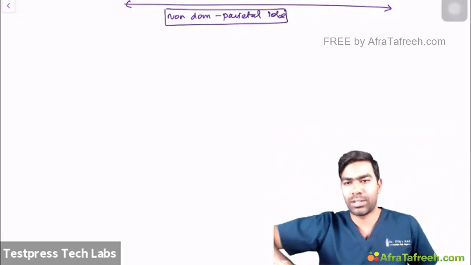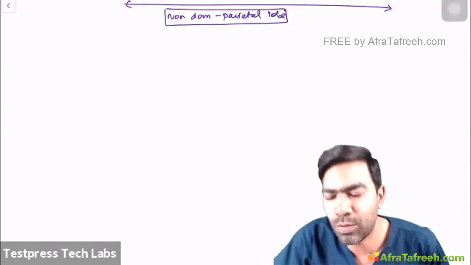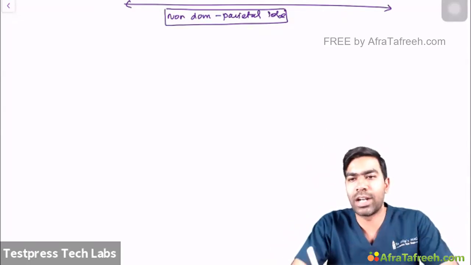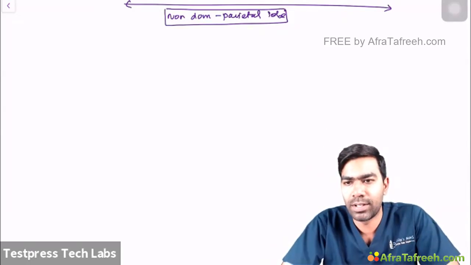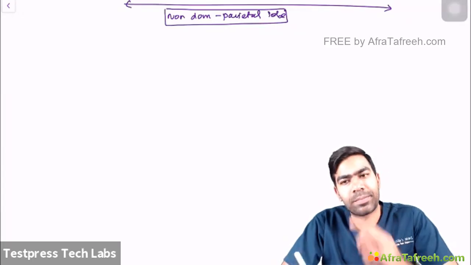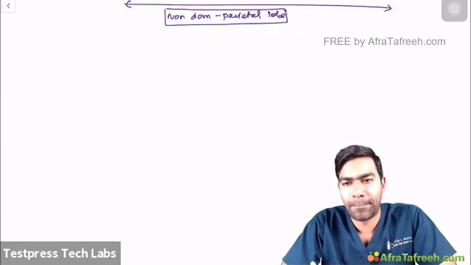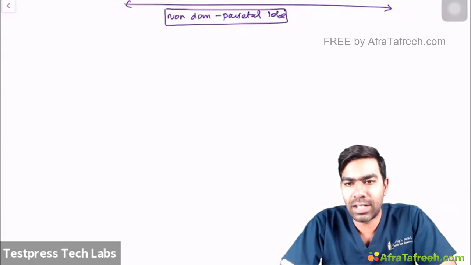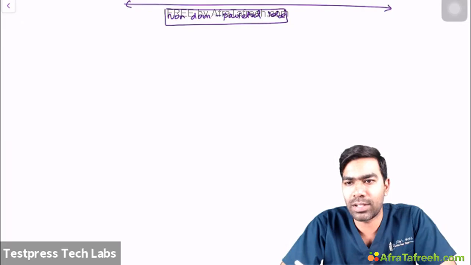So whenever you have a non-dominant parietal lobe involvement, what are the features that you are going to get? Ishan is asking, is Gerstmann syndrome a parietal lobe lesion or an angular gyrus lesion? First of all, you have to understand that the angular gyrus is present in the parietal lobe.